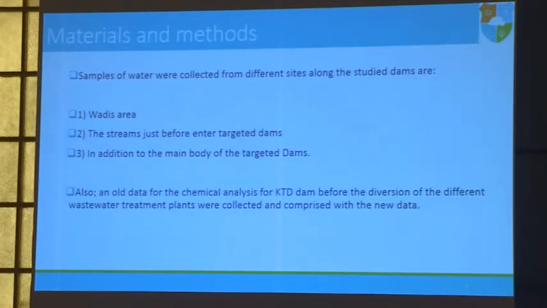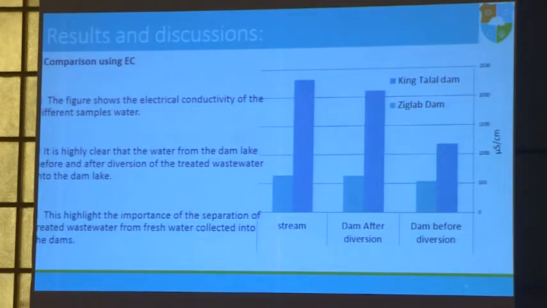dams. Several samples were collected from these two case studies, from the wadis area, from the streams that supply the dams with water, and from the water body of the dam itself. Also, we used data about King Talal Dam that were collected from different resources, and of course from the Ministry of Water and Irrigation. Now, the major factor that we used to evaluate the water quality was the EC value. As we know, the EC value represents the total dissolved solids in the water as a general description.